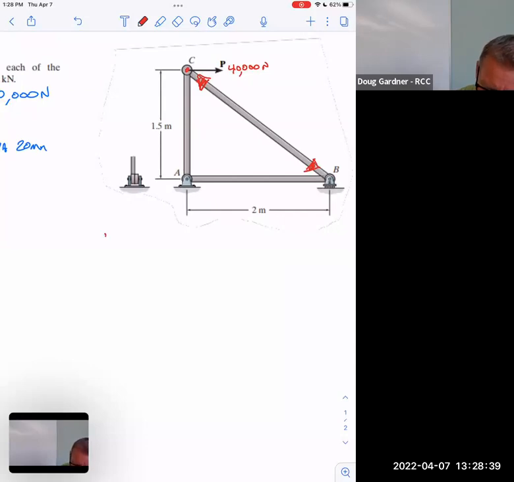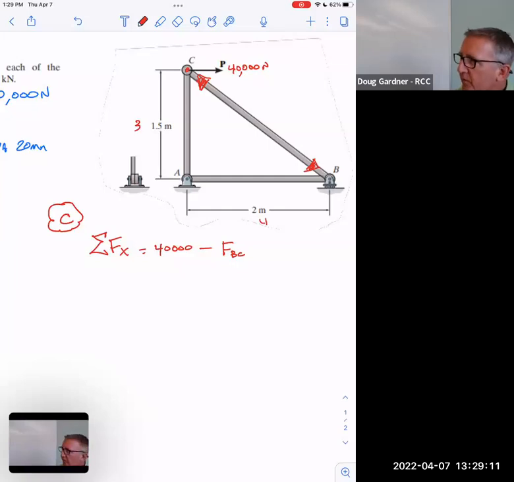So I could say the sum of the forces in X, and maybe I should say this is particularly at the point C, it's not just everywhere. So I've got 40,000 newtons to the right, and I've got force BC to the left. That's why I made it negative, but remember that's not horizontal. Notice this shape right here. They were actually really nice to us, but you probably don't notice it. If I doubled this number, it's 3, and if I double that number, it's 4. Oh, this is a 3, 4, 5 triangle. It wasn't quite as obvious, but really this is a 3, 4, 5 over here.